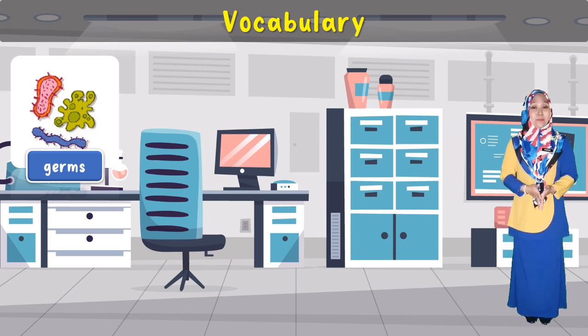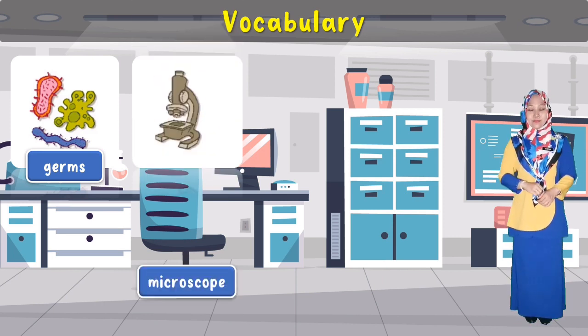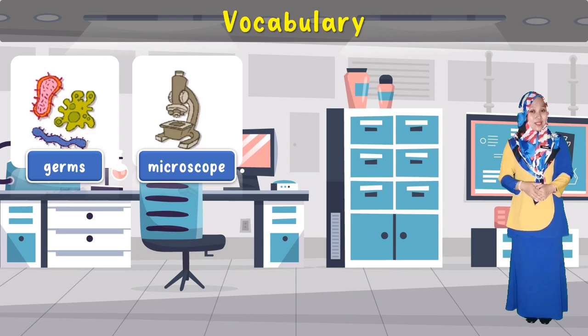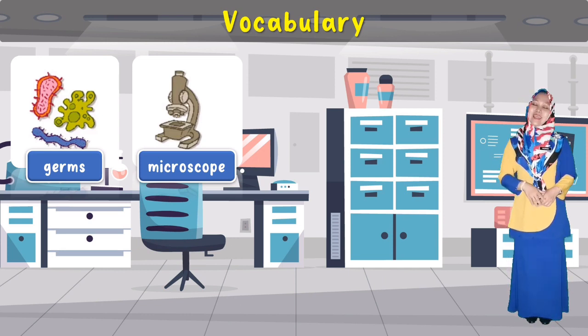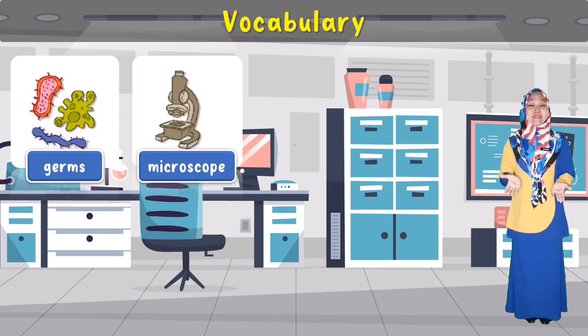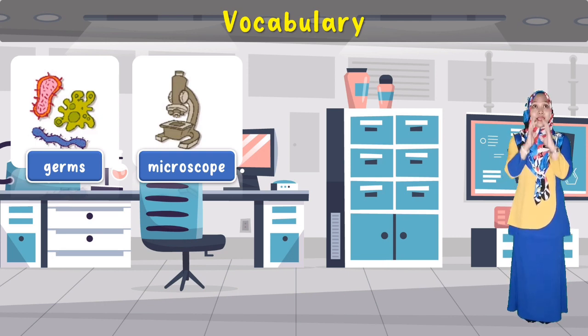Next picture, picture number 2. Microscope. Can you please say the word once again? Microscope. Microscope is a device that uses lenses to make very small objects to look larger.